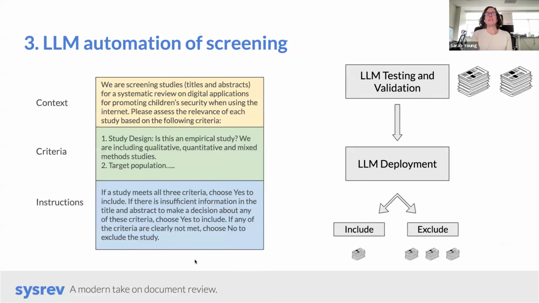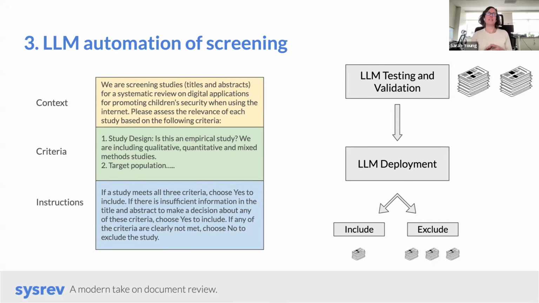So in terms of screening, I think what I've mostly seen done so far is the construction of a fairly complex prompt for the LLM, where you are providing it the context of the systematic review, the list of your eligibility criteria, and then some clear instructions about what to do with those criteria. So when to choose yes and when to choose no. What I've seen done is that this is being used to do a process of testing and validation against a bunch of human screened records.